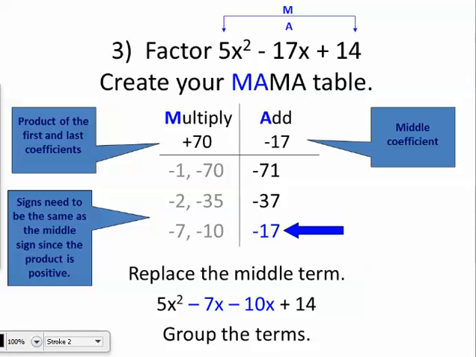That simple. So here we got 5x squared minus 17x plus 14. I'm going to factor 70. Where did the 70 come from?